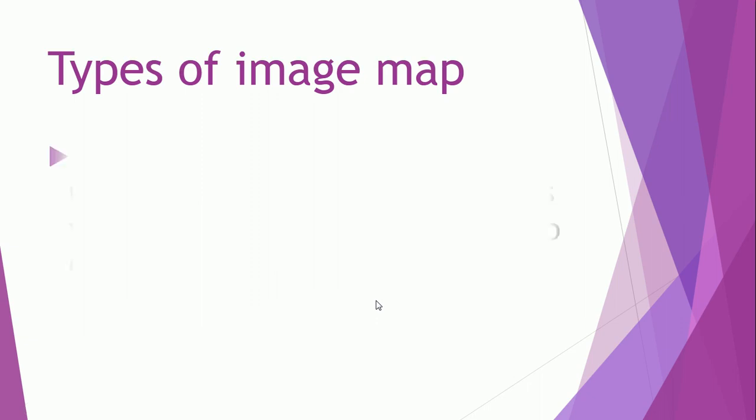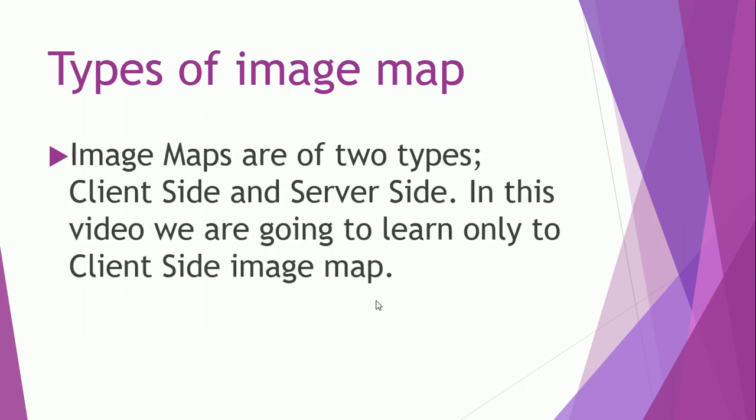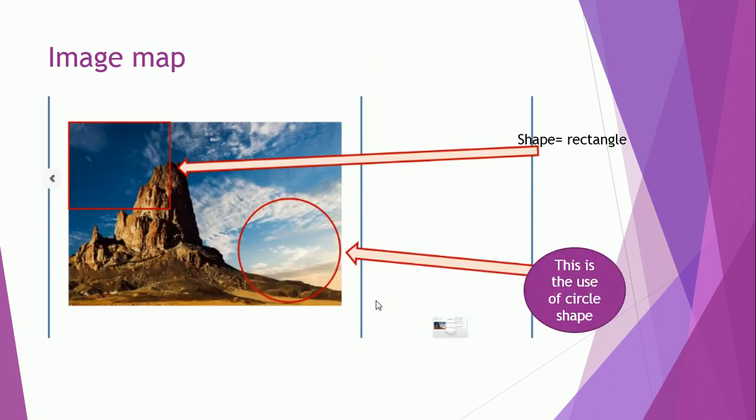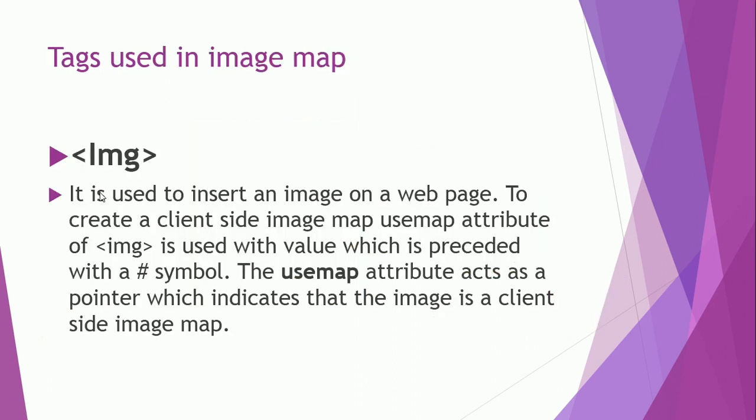There are two types of image map. One is client side and the other is server side. In this video, we are going to learn only the client side image map. Okay, this is one image that indicates what an image map is. Whenever the user clicks on this rectangular region, he will get another linked document opened. Okay, this is called an image map.